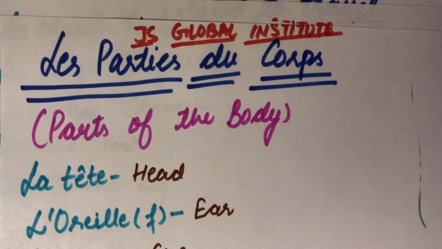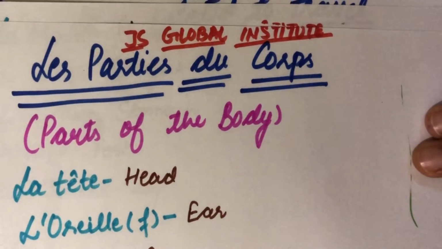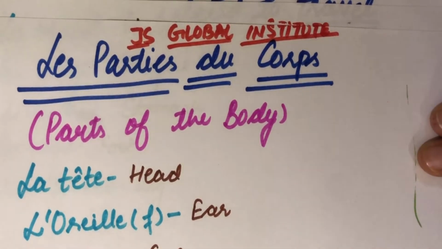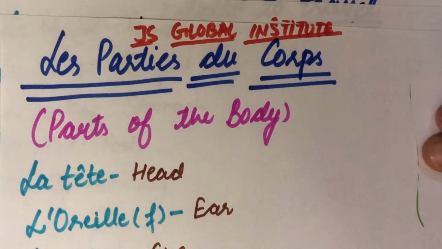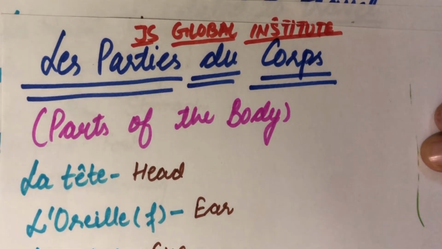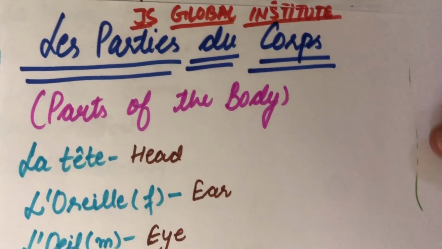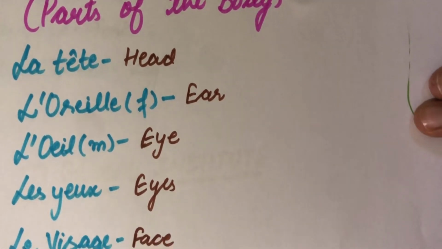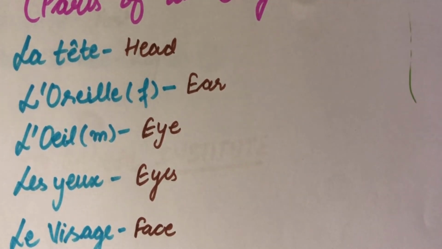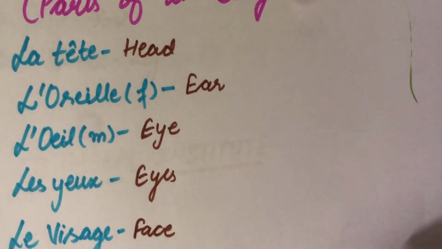Students, it is a must to learn the parts of the body along with their genders, because this helps in further grammar exercises. You have to learn whether each is feminine or masculine. I will tell you side by side the genders of the respective parts of the body. Okay, so number one is la tête.